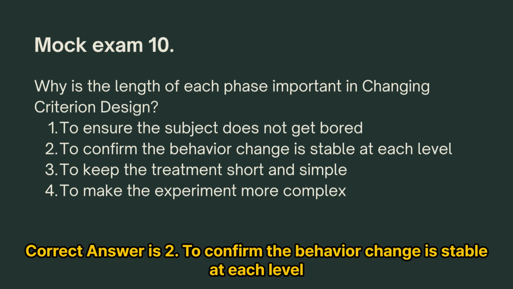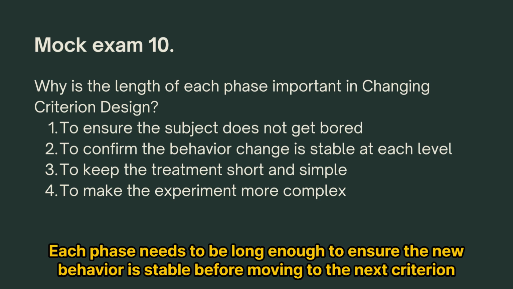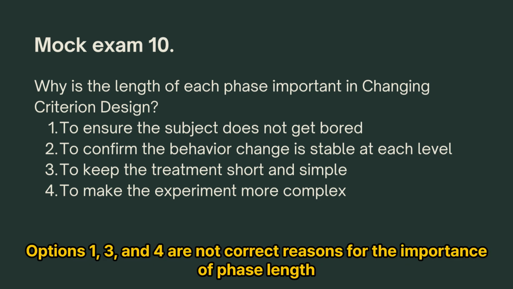Correct answer is 2. To confirm the behavior change is stable at each level. Each phase needs to be long enough to ensure the new behavior is stable before moving to the next criterion. Options 1, 3, and 4 are not correct reasons for the importance of phase length.